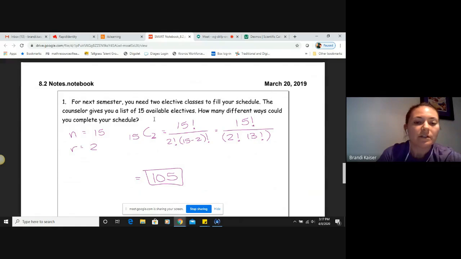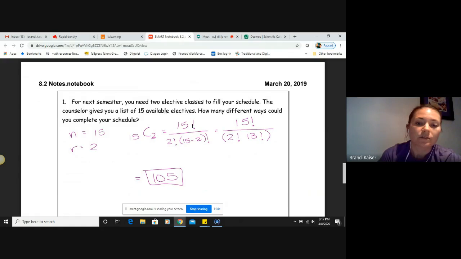And then typically this is where you're going to ask yourself, does the order matter? Well in this case, no. It doesn't matter if you take jewelry first or ceramics first. It doesn't really matter what order you take the classes in. You just have to take these 2 electives. So we use a combination here.